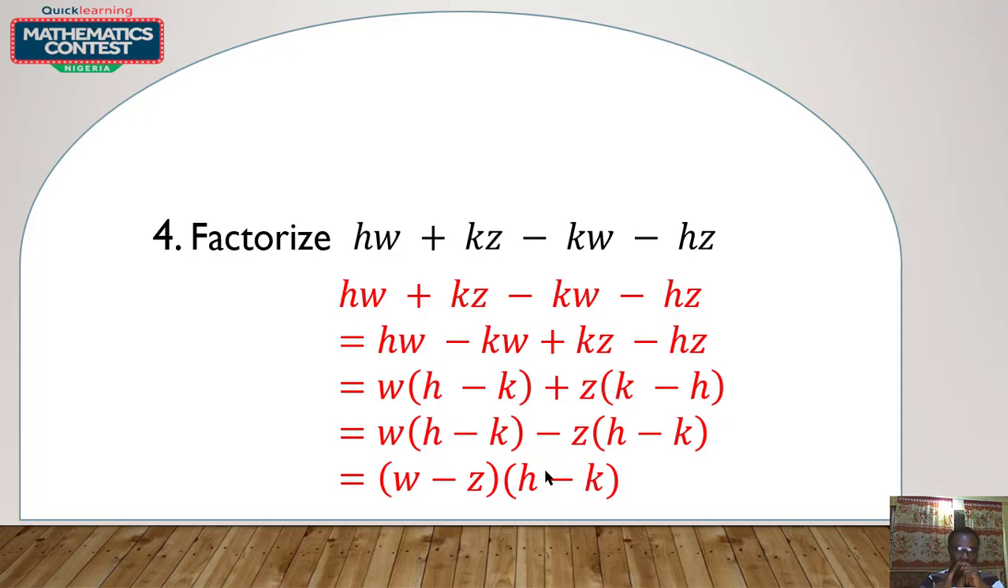Now I want to just teach something. I want you to know something from here. Now this is actually the question, so we group again. So we have hw minus kw. I'm trying to group something that actually looks common, then plus kz minus hz. Now w is common here. I'll factor out w, so I'll have h minus k. Then what is common here is z. Now if I factor out z, what I have left is k minus h. But take note, at this point, this term in the bracket and this are not the same.